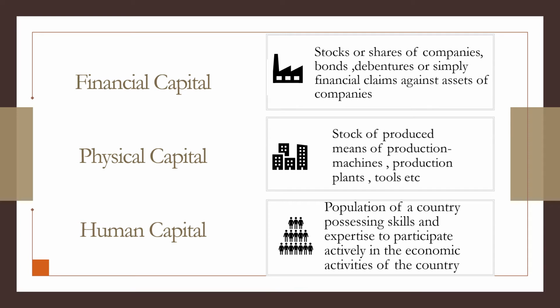Having already defined human capital, let's pit that definition against the definitions of financial capital and physical capital. Well, what is financial capital? Stocks, shares of companies, bonds, debentures, or simply financial claims against the assets of companies is a part of financial capital. What is physical capital? Physical capital is the stock of produced means of production, like machines, production plants, tools, etc. And of course, human capital implies the population of a country that possesses skills and expertise to participate actively in the economic activities of the country.